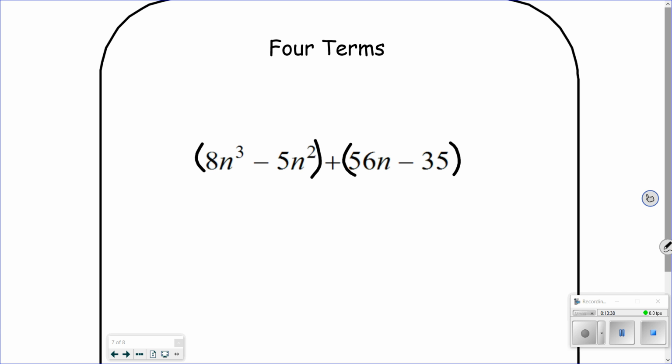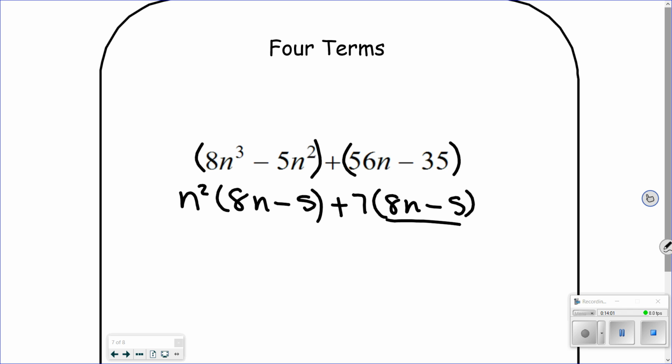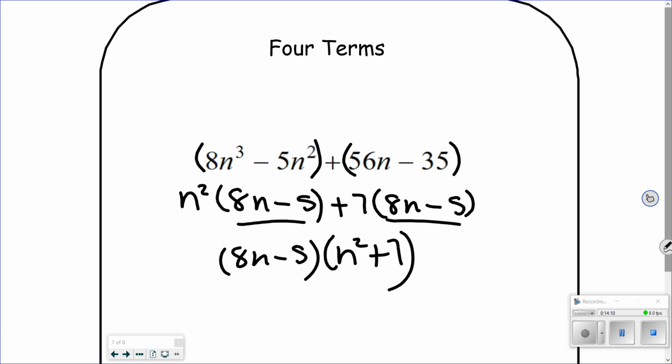Sometimes the common factor, there's not a number, like 8 and 5 don't have one, but they do both have n's. So take out an n squared. That leaves me with 8n minus 5. 56 and 35, I think your common factor is 7. So that would be 8n, not x, 8n minus 5. Okay, now they both got a common factor of 8n minus 5 and 8n minus 5. Take that out. And that leaves you with n squared plus 7, and there's our factored form.